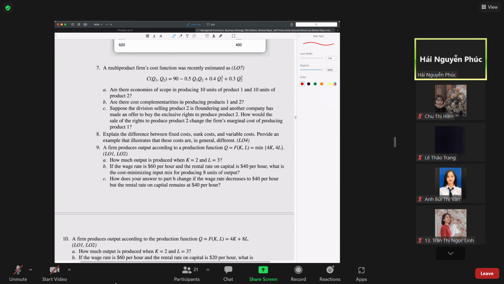Question number 8. Explain the difference between fixed cost, sunk cost, variable cost. Thực ra câu hỏi này nó thuần lý thuyết nên thầy nhắc lại qua một chút thôi. Ví dụ hỏi đơn giản các em nhé. Ví dụ như học phí mà các em đóng thì nó thuộc dạng chi phí nào? Chi phí cố định, chi phí chìm hay là chi phí biến đổi?